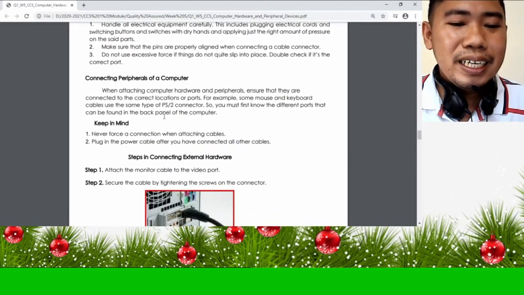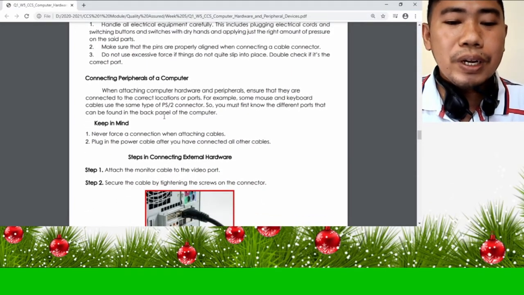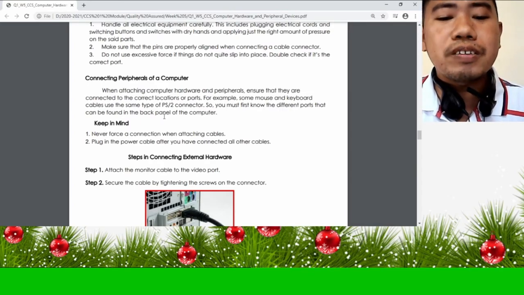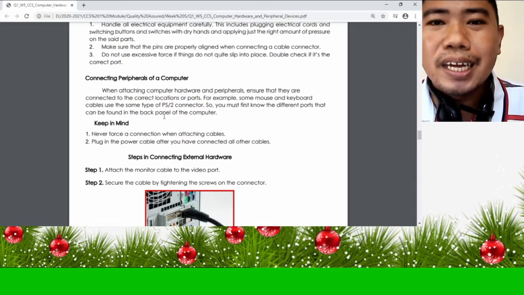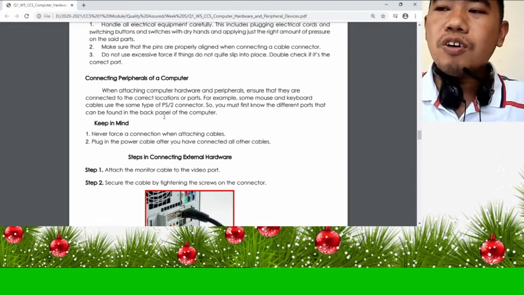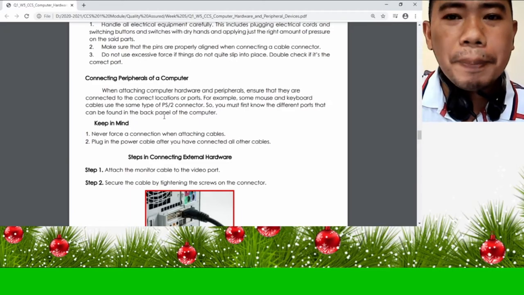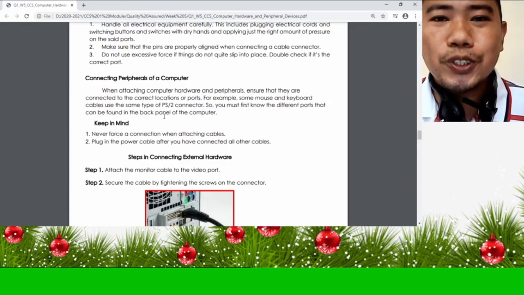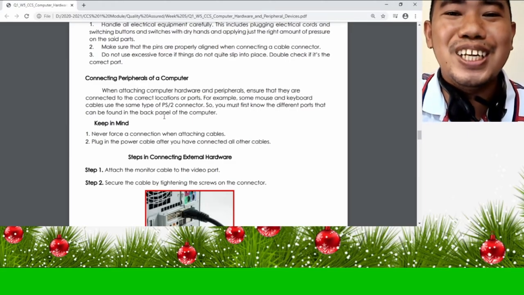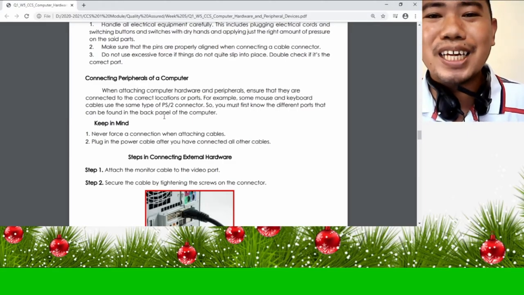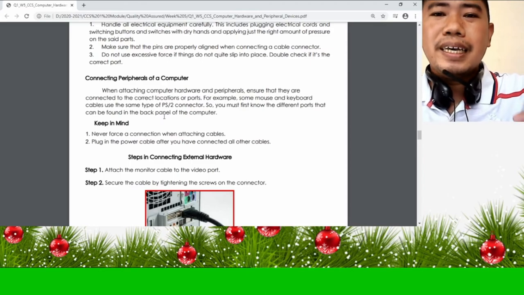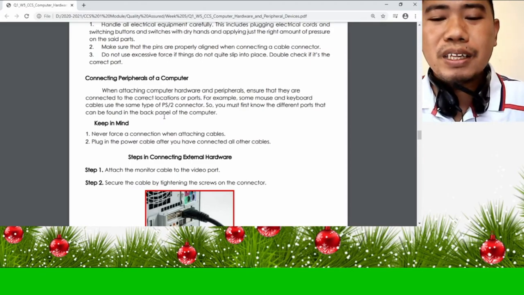Okay, so naay connecting peripherals of a computer. When attaching computer hardware and peripherals, ensure that they are connected to the correct locations or ports. Correct. Kay maglagi na, imong i-attach, pero dili para diha. Dili mo pwede. Dili mo-effect. Pareho na sa computer ha. So, kinahanglan nga ang imuhang port is para sa imong peripheral device.